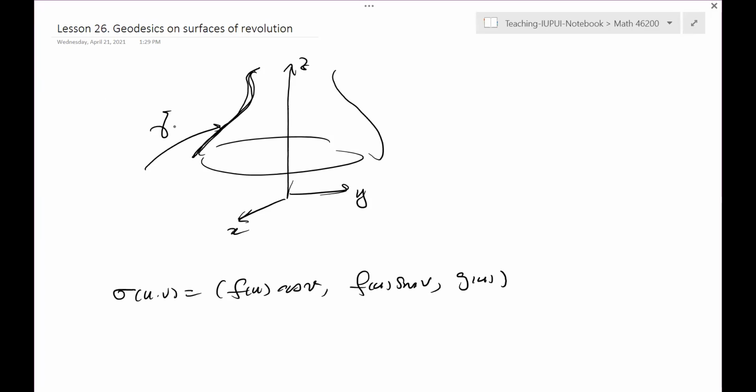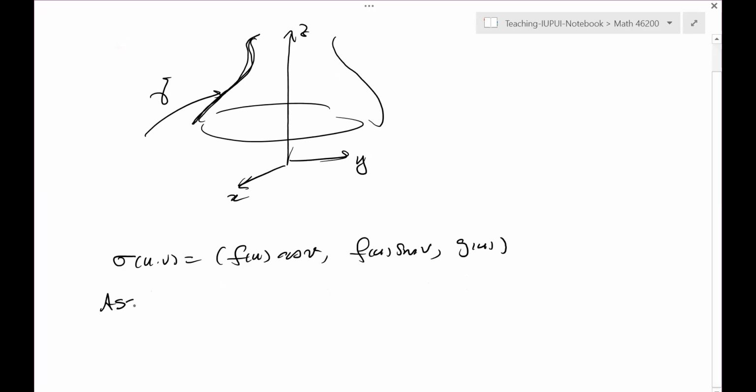Okay, this is a curve gamma. We call it meridian. We rotate it around the z-axis. For every fixed angle, the curve is a unit speed curve. We assume that f prime u squared plus g prime u squared is always equal to 1.